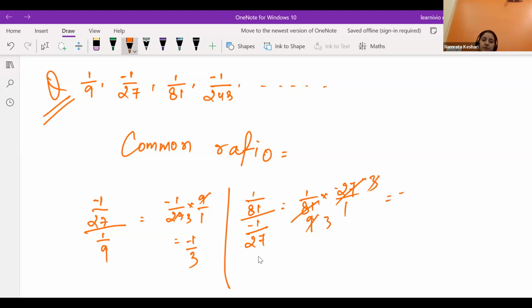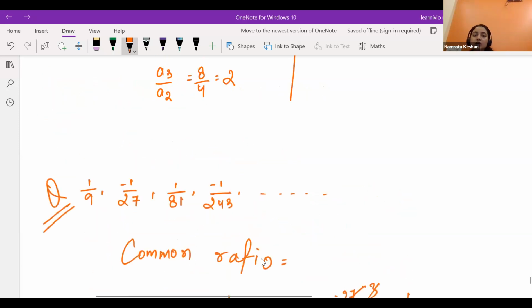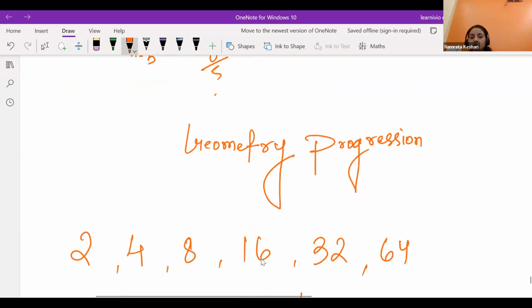Yes, minus 1 by 3. The common ratio over here is minus 1 by 3. Now you have to know that the terms can be positive, can be negative, can be fractional numbers. But basically, to declare whether it's in GP, geometric progression, or not, we have to check whether the ratios are the same or not.